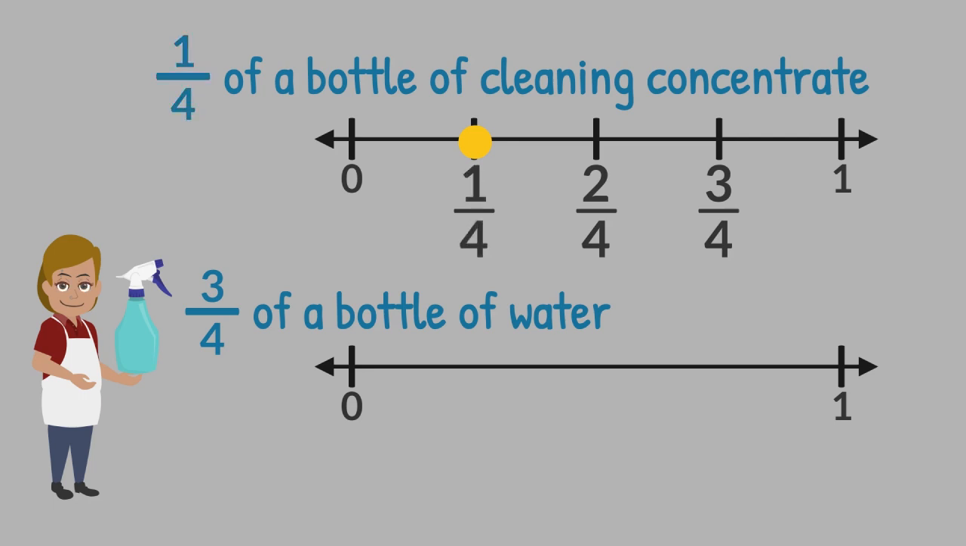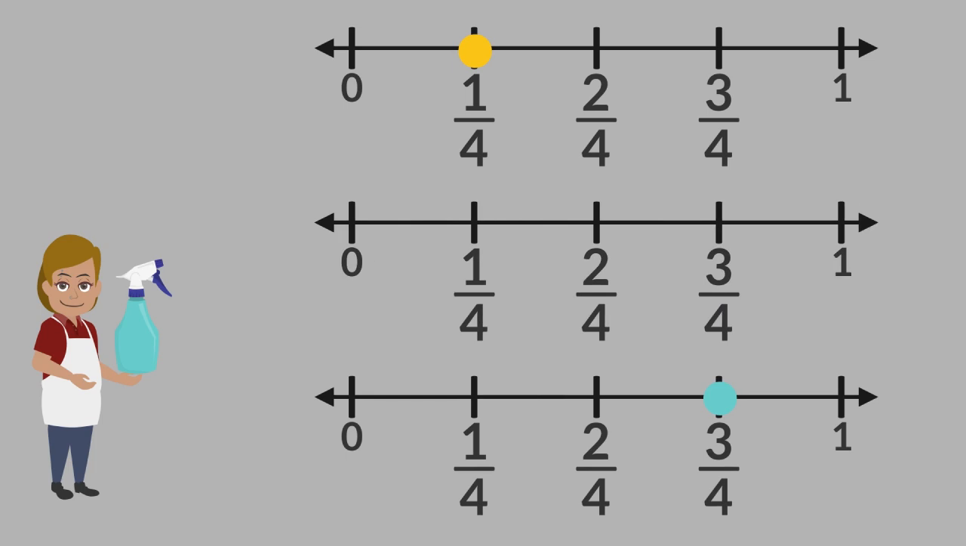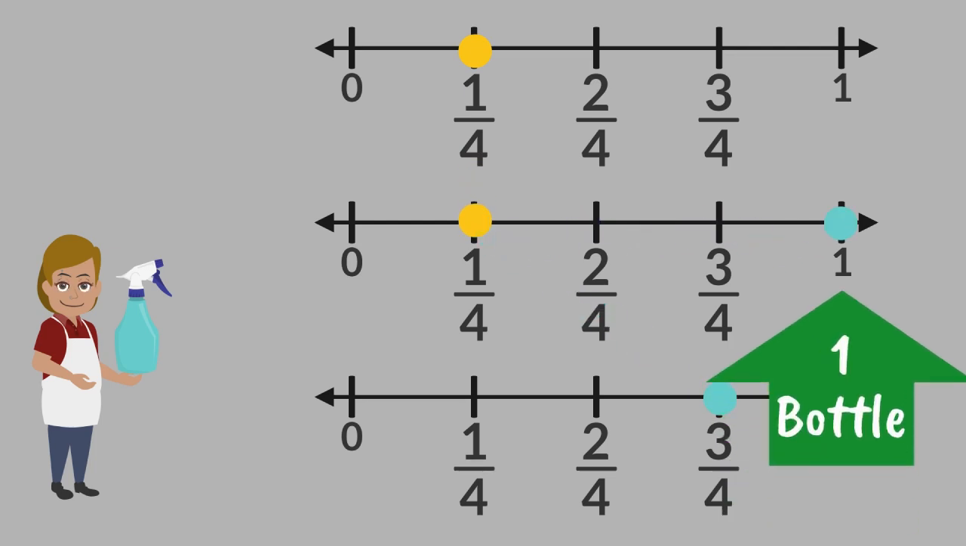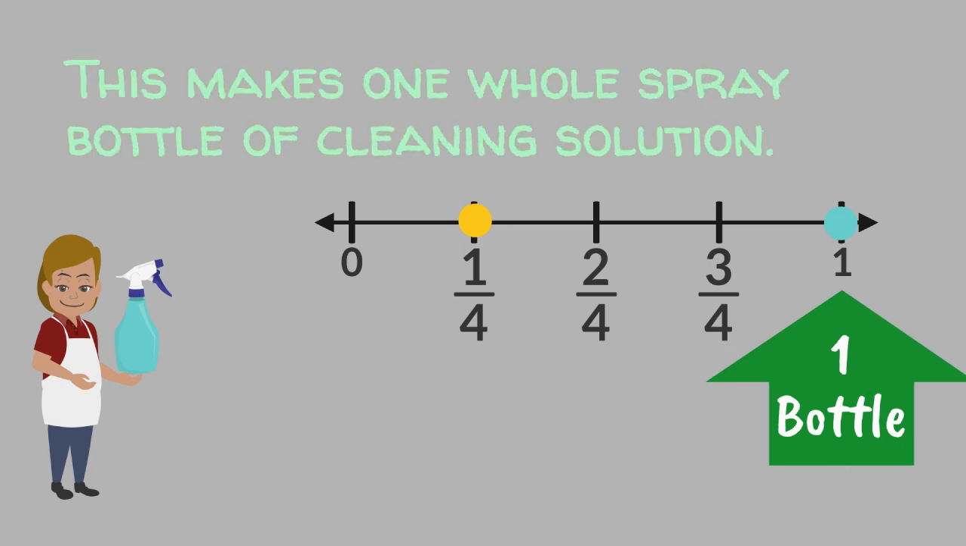The second number line will represent the part of a spray bottle filled with water. She uses 3/4 of a bottle, so this line is also divided into 4 equal pieces for the denominator. Move right from 0, 3 sections, representing the numerator. Since the parts are made up of the same size pieces, we can combine these into one number line with parts of size 1/4. With 1 part from the cleaning concentrate and 3 parts water, all 4 parts of the whole bottle are filled. Therefore, this makes 1 whole spray bottle of cleaning solution.